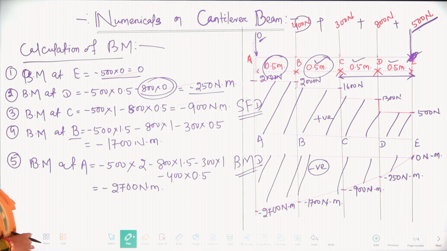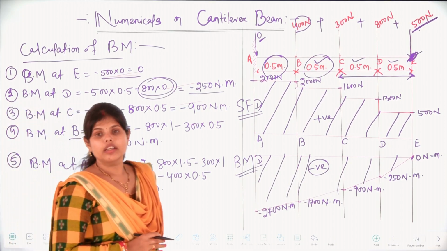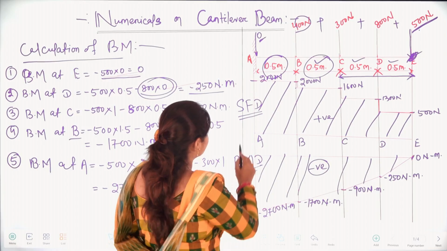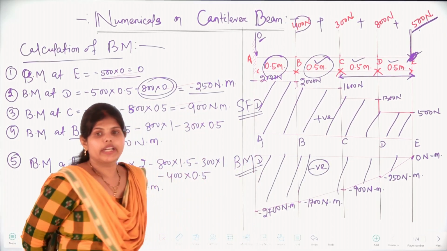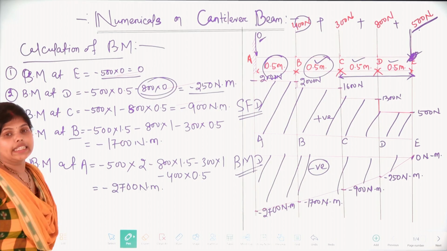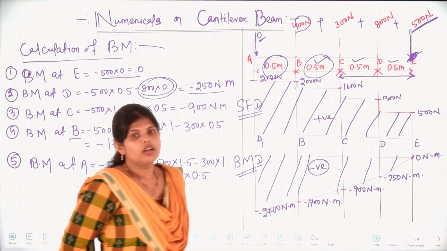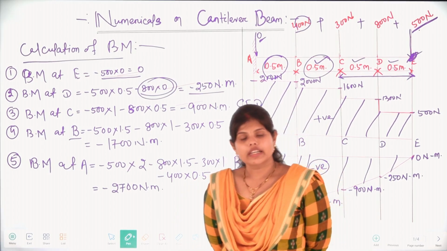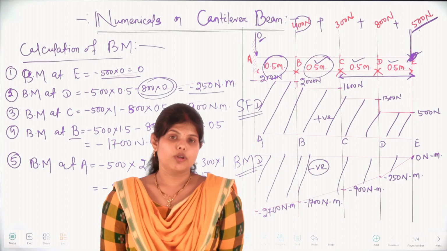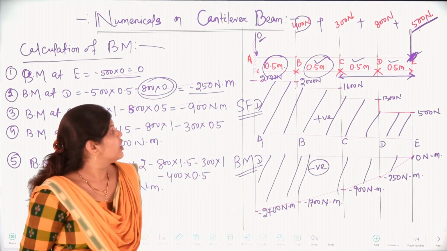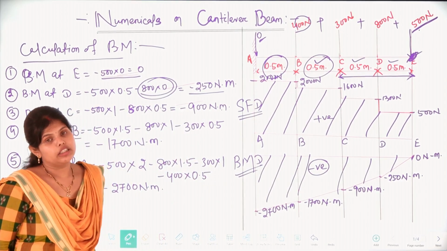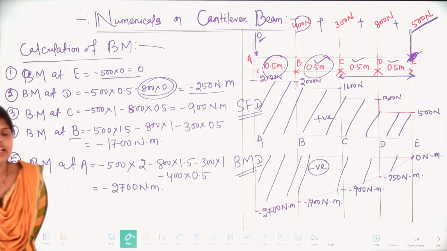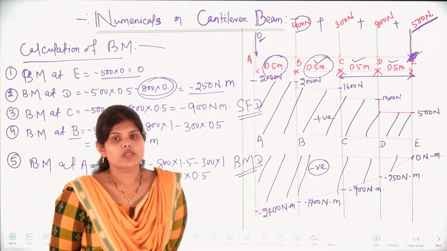Okay. So now in this numerical, we have the shear force diagram and bending moment diagram. So this is the easiest numerical on shear force and bending moment in case of cantilever beam. In our next classes, we will solve lots of numericals on the basis of applying UDL, UVL and moment. So to know those things, you need to stay tuned.